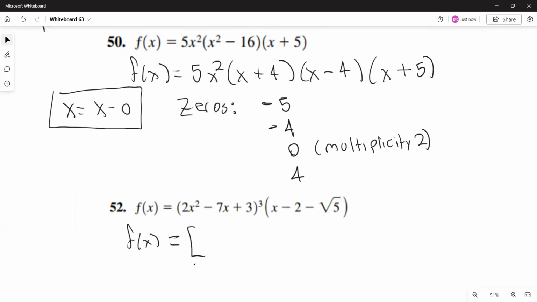This expression raised to the third power can be factored as, well, for 2x squared, we have 2x and x. And then we want the combinations outside plus inside to be -7. So we have 3 and 1, and they're both negative. And x minus 2 minus square root of 5, we can rewrite this as x minus 2 plus square root of 5.